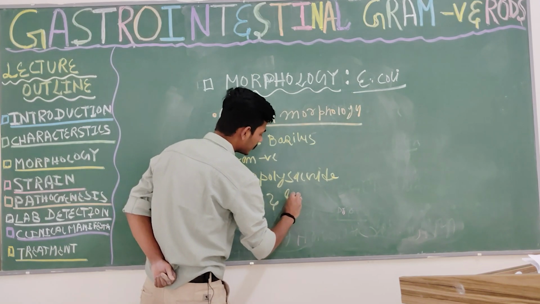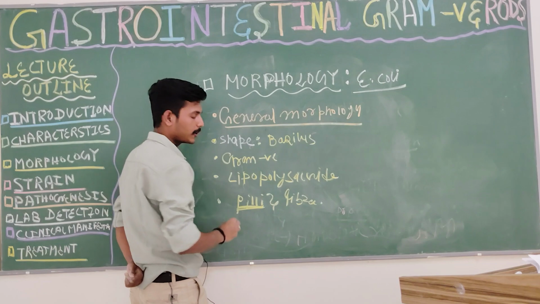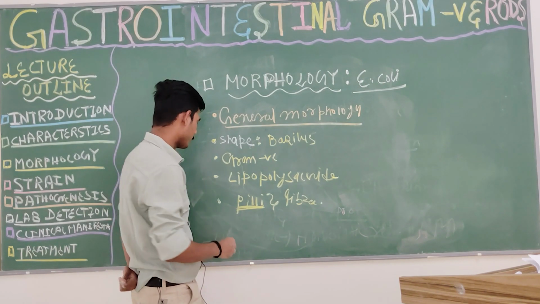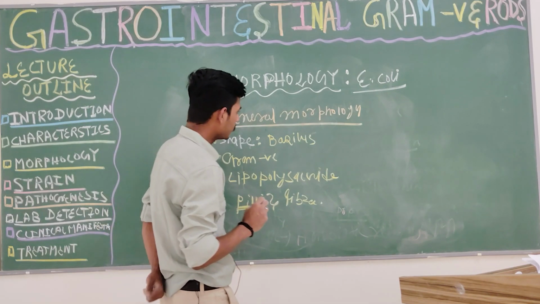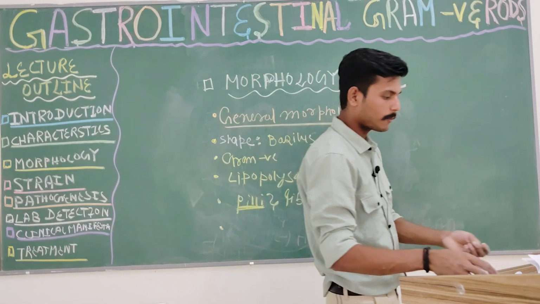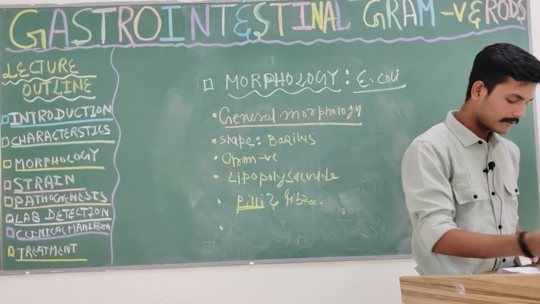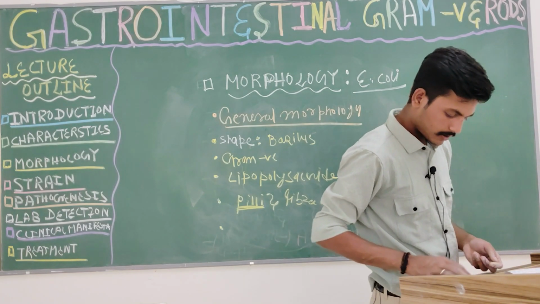Pili and fimbriae, and their pili are the virulence part. Okay, they produce antigens, and those antigens are dangerous. Fine, no problem. Now let's draw the diagram of E. coli and understand how they appear, how they look.